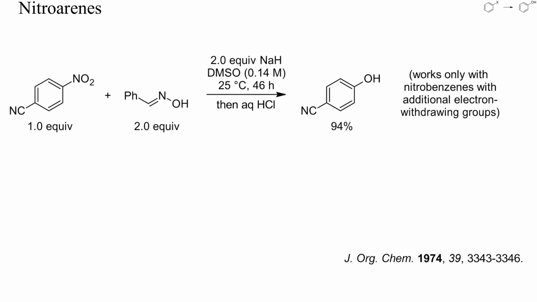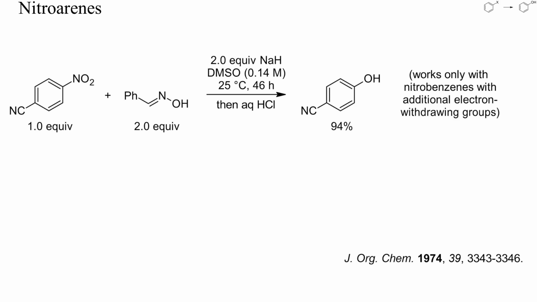Also, aromatic nitro groups can be displaced by nucleophiles. Direct substitution with hydroxide does not work well, but with a deprotonated benzaldehyde oxime as nucleophile, phenols can sometimes be obtained in high yield. Strong bases cleave the intermediate O-aryl oxime into benzonitrile and the target phenol.